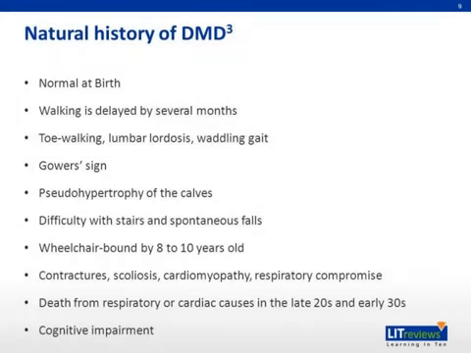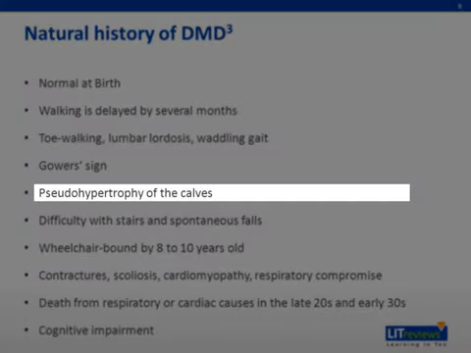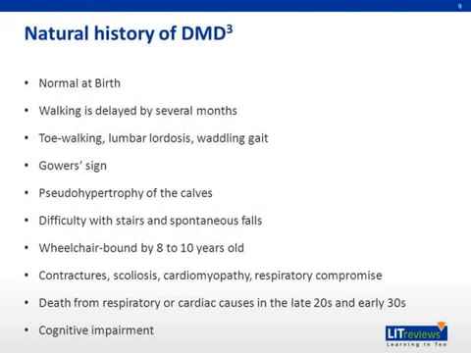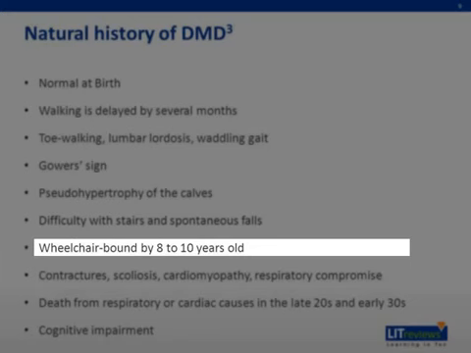They also have evidence of pseudohypertrophy of the calves, which is a representation of replacement of muscle with fibrofatty tissue. In development, they run, but are never able to jump off the ground. By age 5 to 6, they have difficulty climbing stairs. By age 6 to 7, they will start to have spontaneous falls and can be wheelchair-bound by 8 to 10 years of age.